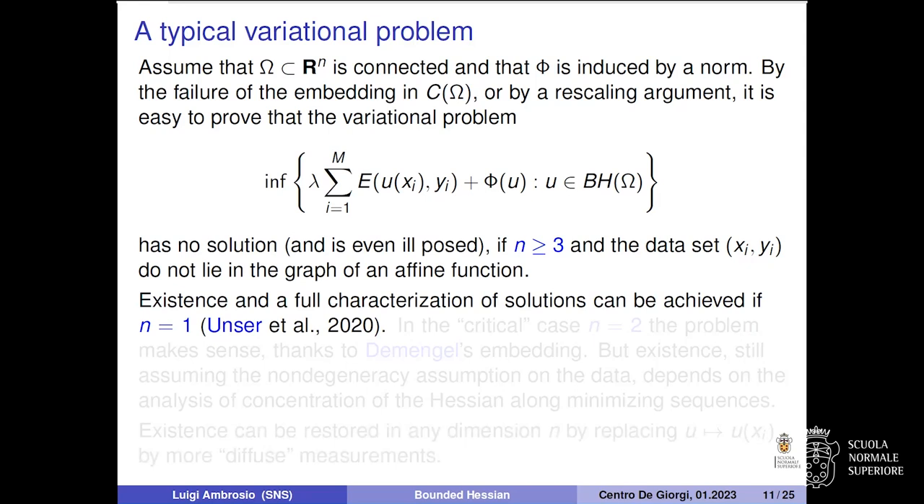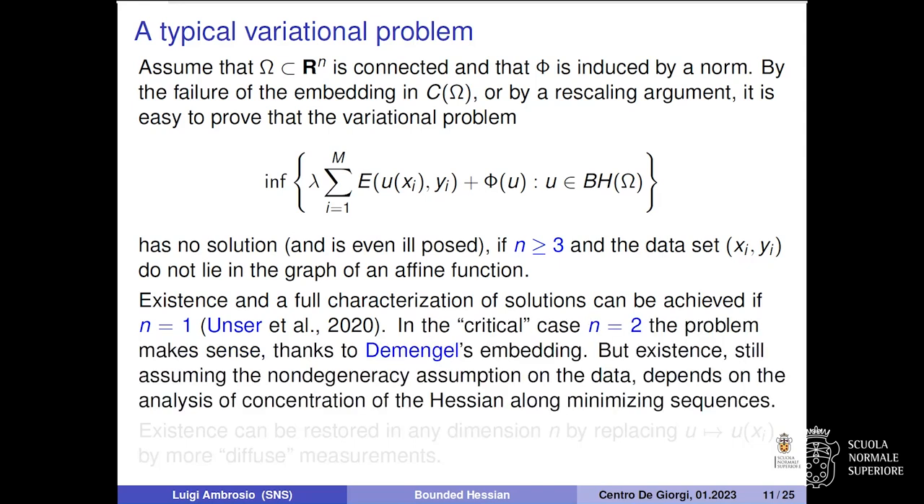On the other hand, in dimension 1, it is well-posed. And actually, the study of this problem performed by Unser and collaborators shows that really there is sparsity. So minimizers are really splines in dimension 1, which is also one motivation to go to higher dimension. The case n equal 2 is critical because we are still able to specify the value at single points.